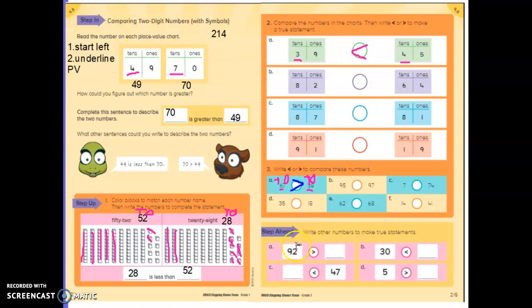So when you're working on these pages, make sure you use your journal and do the steps. Make sure you label, draw the picture, compare by starting on the left, underlining your place value. It will really help you solve every question.